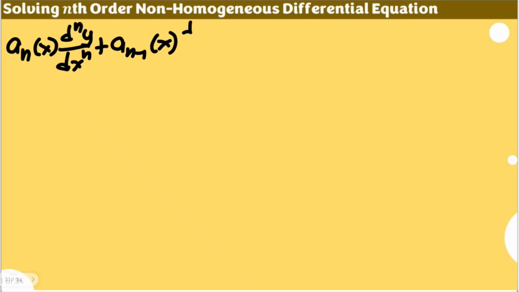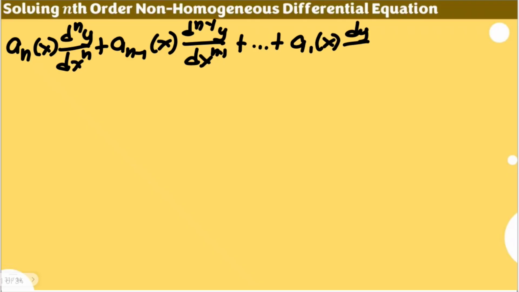This time, let's present the solution or the steps in solving an nth order non-homogeneous differential equation. Of course, we know that it's in this form: a sub n of x, the nth order derivative of y with respect to x, plus a sub n minus 1 of x, the n minus 1 order derivative of y with respect to x, plus dot dot dot, plus a sub 1 of x, the first order derivative of y with respect to x, plus a sub 0 of x, y, equal to g of x.